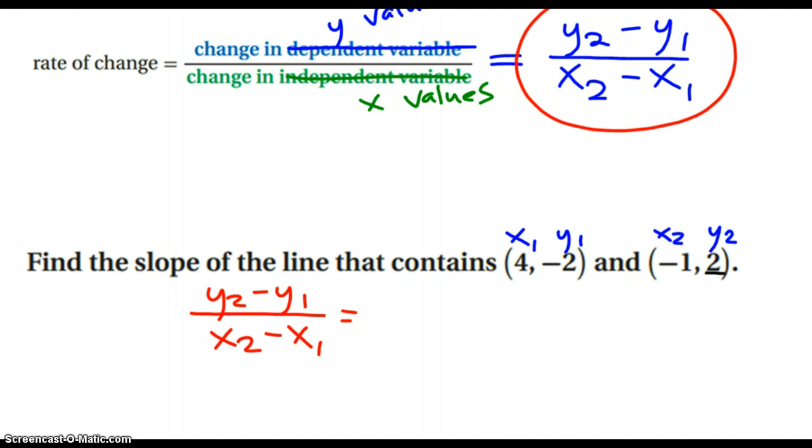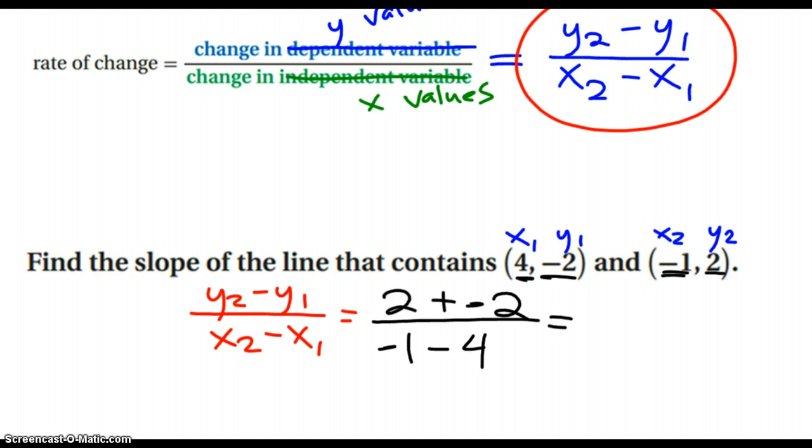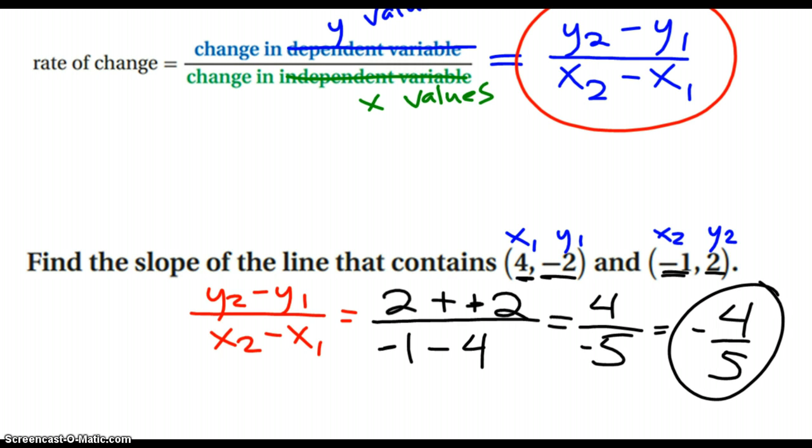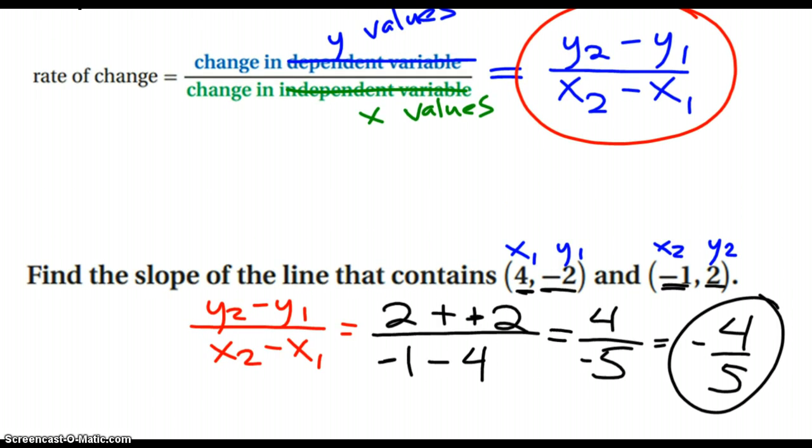So y2 is 2 minus y1, which is negative 2, all over x2, which is negative 1, minus x1, which is 4. And here we go. So 2 minus negative 2, we get our plus plus situation. And then we've got negative 1 minus 4 on the bottom. So the slope of this line is negative 4/5. Now if we graphed those 2 points and formed a line with them, we would get the same slope that way if we did the rise over run. Okay? So that's how we can use the formula there.